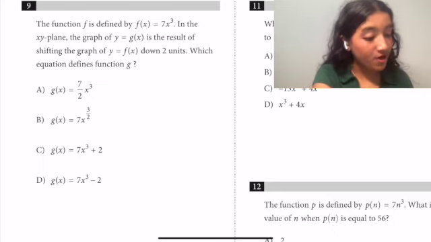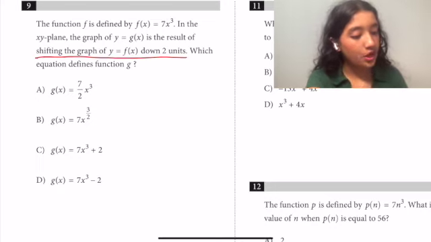In the xy plane, the graph of y equals g of x is the result of shifting the graph of y equals f of x down 2 units. Which equation defines function g?